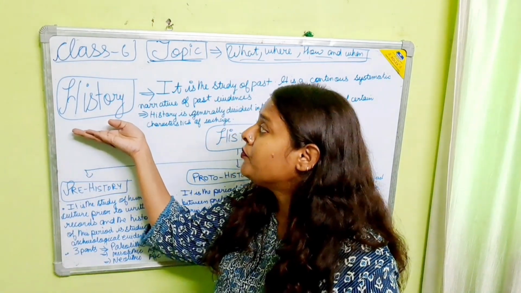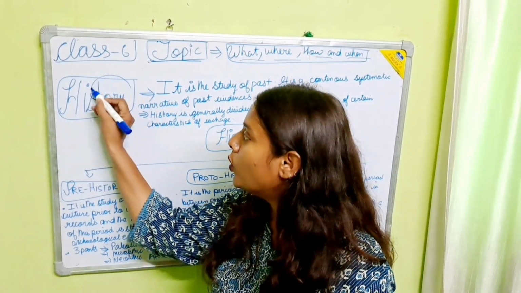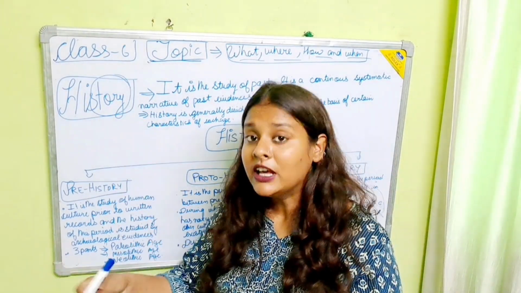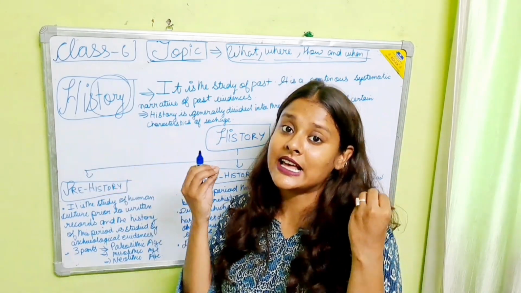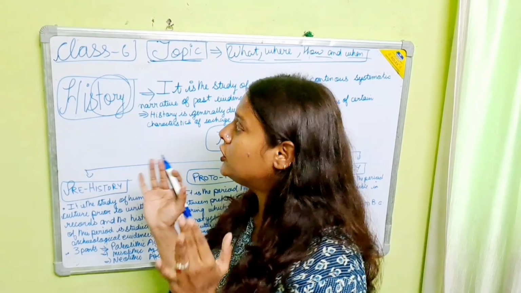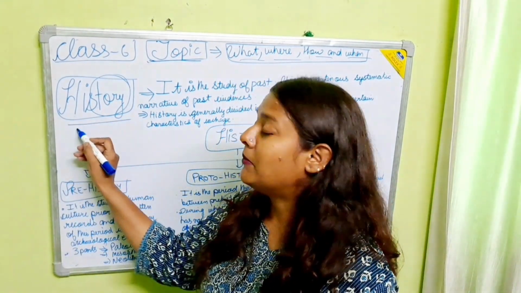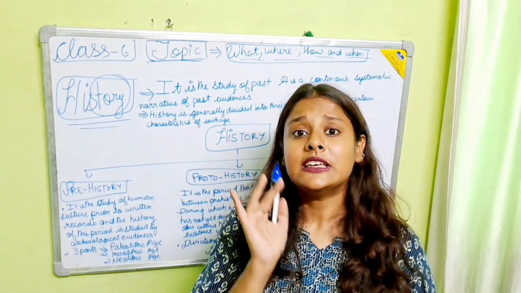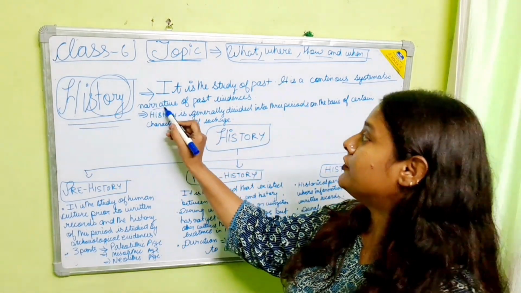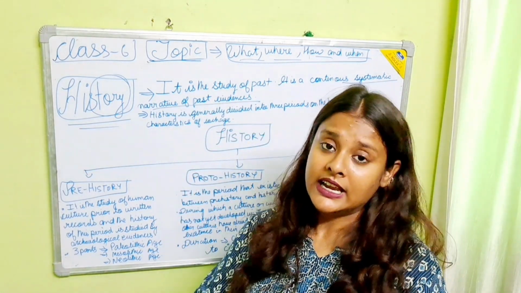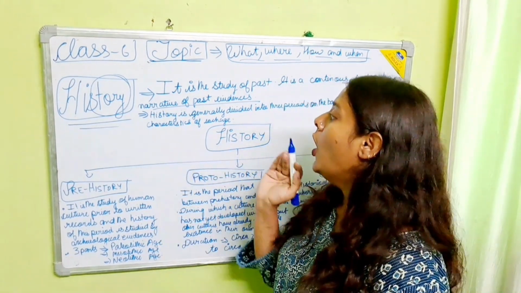So history consists of one word within it, which is story. So we can say that history tells us about the story of events and incidents that have happened in the past. We are going to study about all those events and incidents in this subject named as history. History is a continuous systematic narrative of the past evidences. It is a systematic study. History is always written in chronological order.